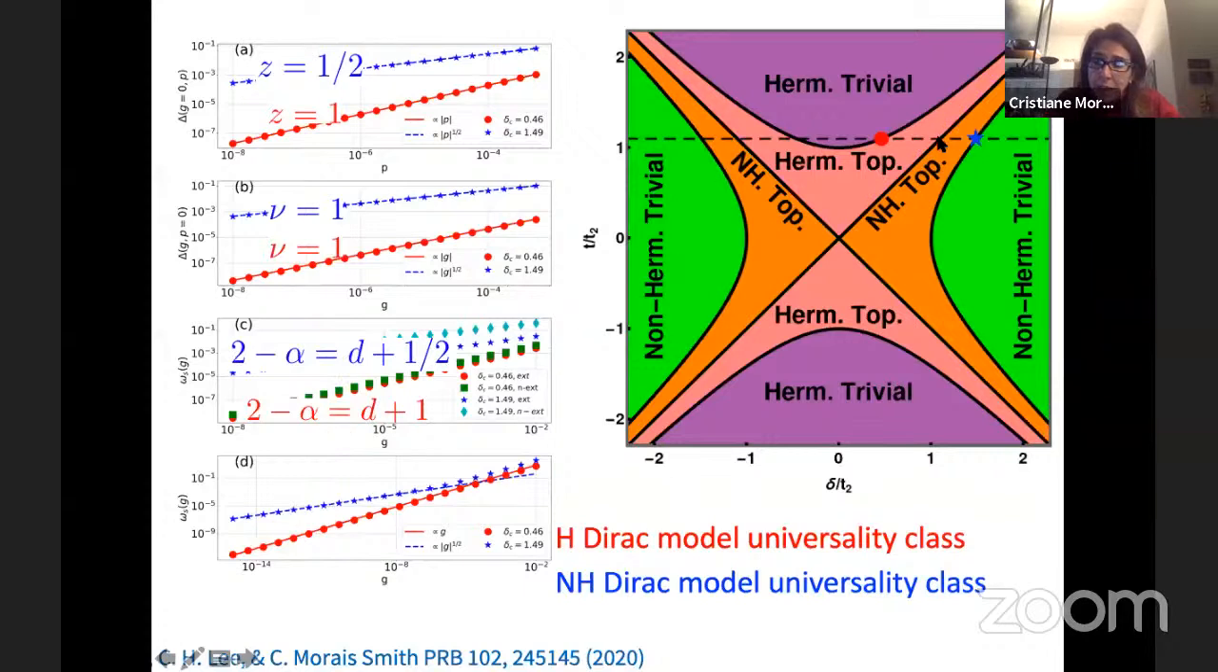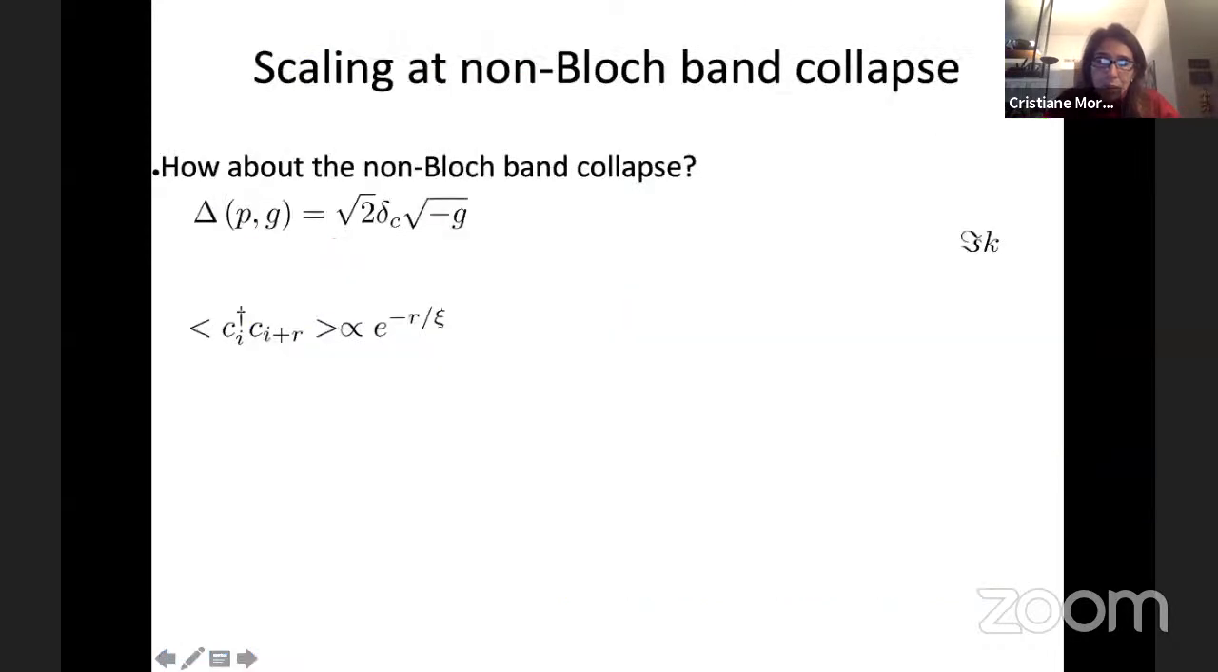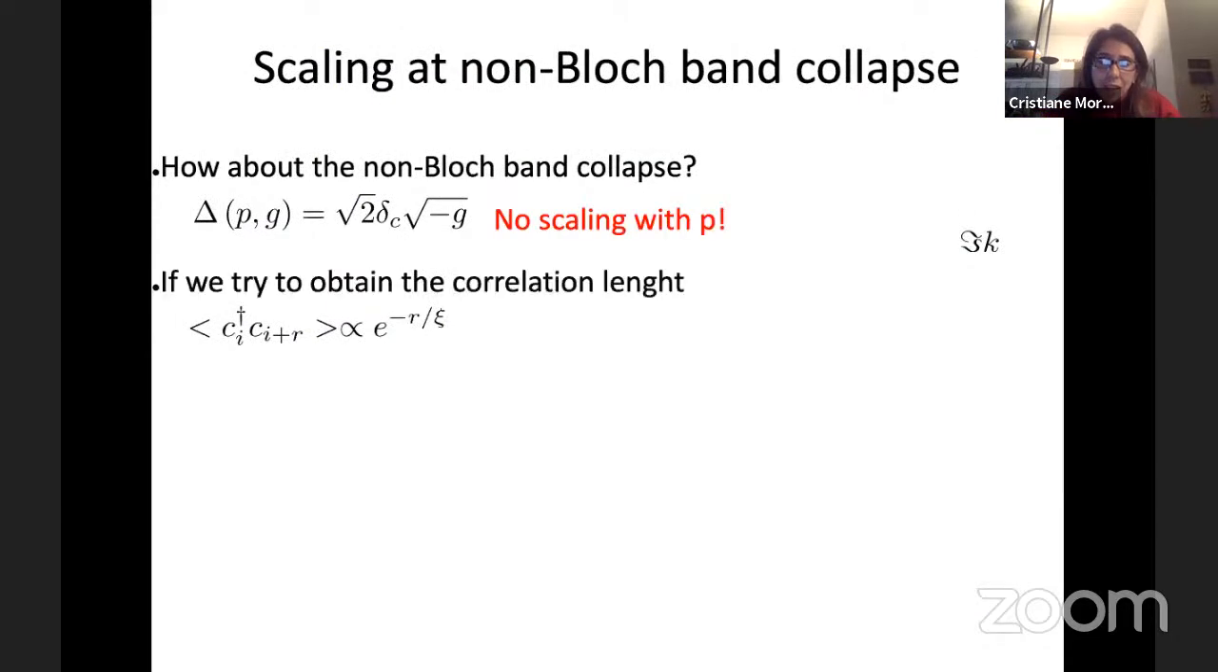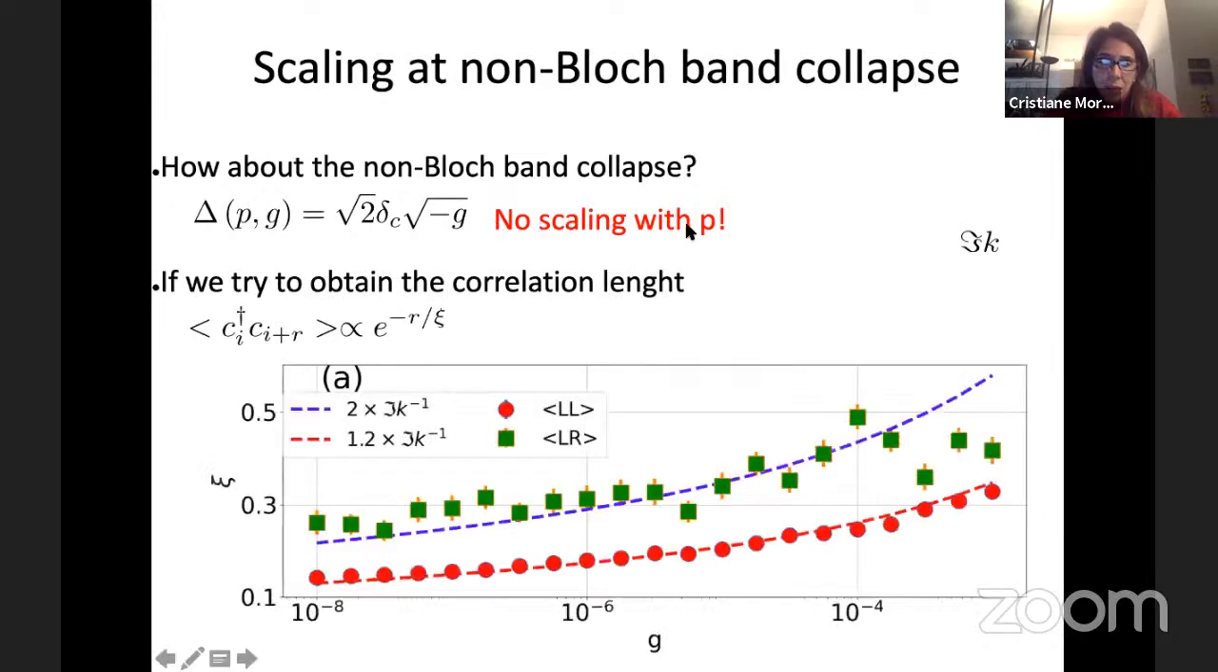But now let's look at this one here, at this non-Bloch band collapse. Now, for the scaling at this non-Bloch band collapse, everything becomes a mess. So there is no scaling with P. If we try to calculate the correlation length by looking at the correlations between C dagger i and C i plus R, I see something very strange. My correlation length is coming to 0 as a function of G at the point of the phase transition instead of diverging. So things are getting localized at the boundaries instead of extending everywhere when I have a critical system.